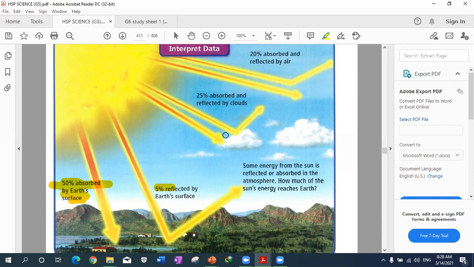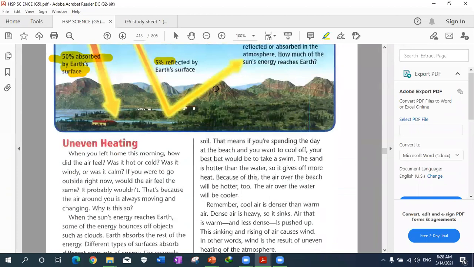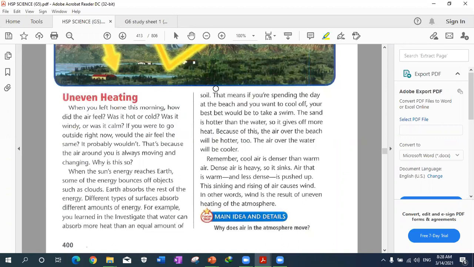So there is another 25% absorbed by clouds only, and 20% reflected by the air itself. Can you see that some parts get a lot of heat, others don't? Do you get what we're saying?